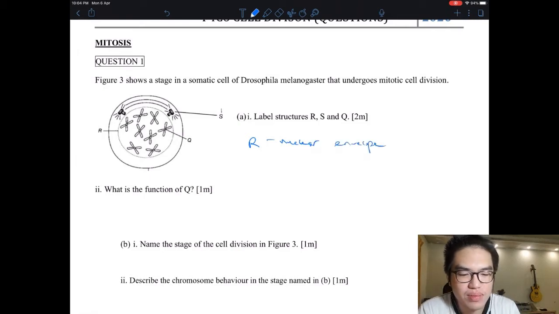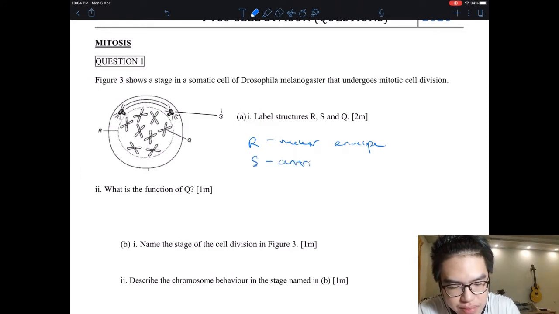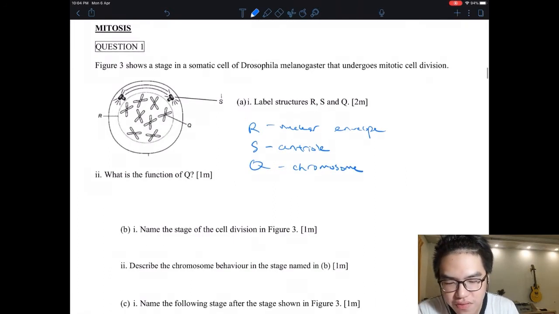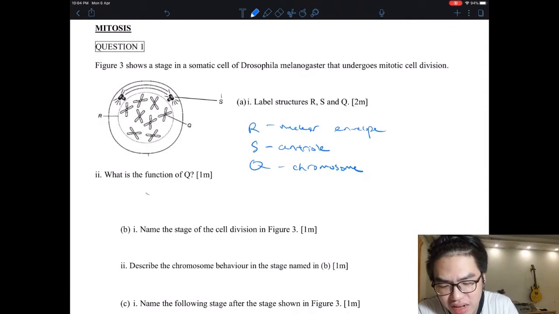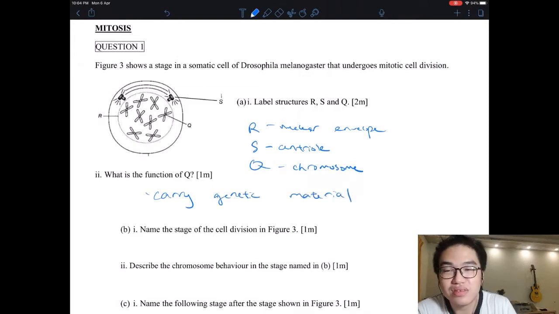Okay, nuclear envelope or nuclear membrane. S is my centriole. Q is my chromosome. All right, simple. So what is the function of Q? What is the function of a chromosome? This is to carry genetic material.